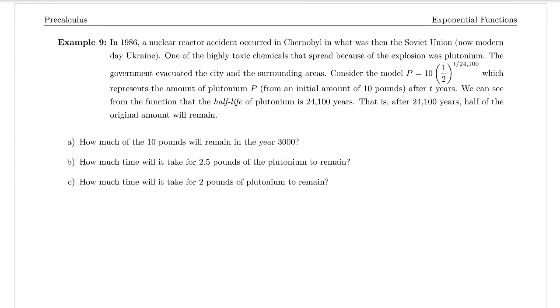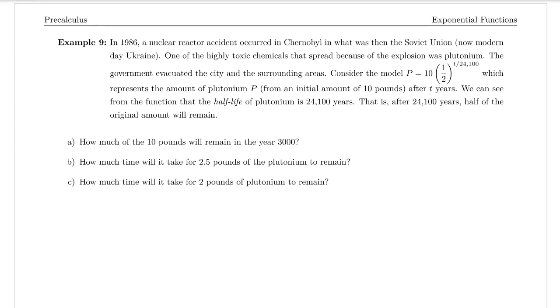Consider the model P equals 10 times (1/2) to the power of T over 24,100, which represents the amount of plutonium P from an initial amount of 10 pounds after T years. We can see from the function that the half-life of plutonium is 24,100 years. That is, after 24,100 years, half of the original amount will remain.